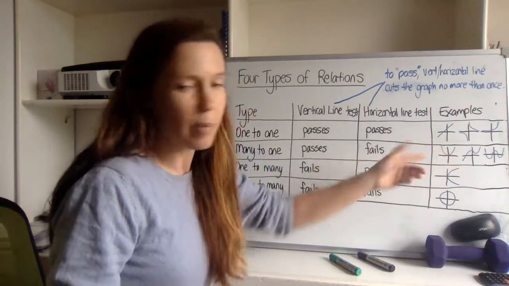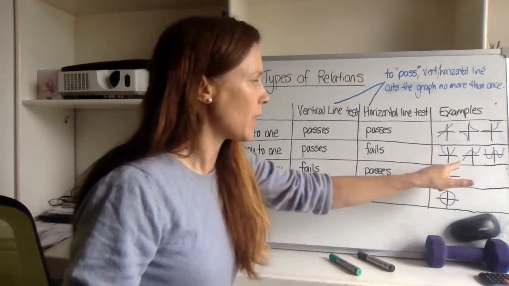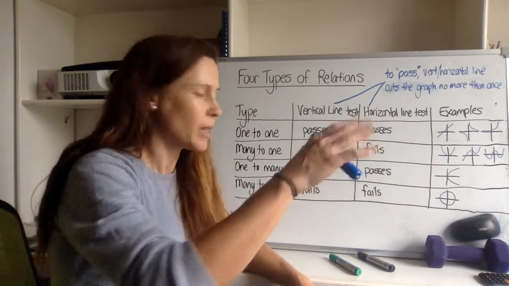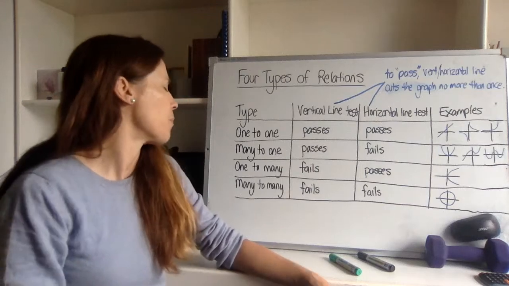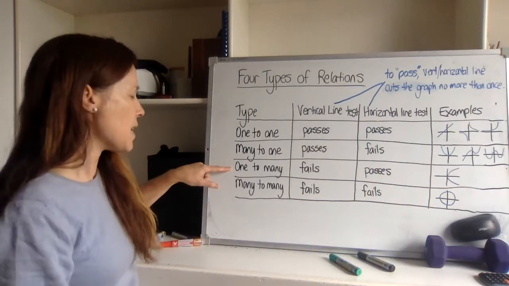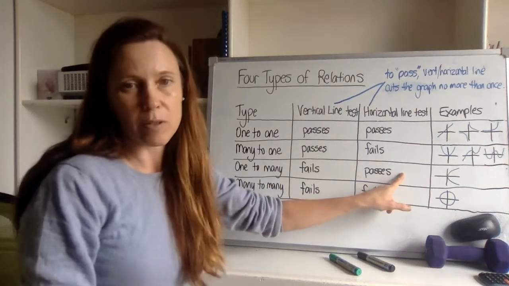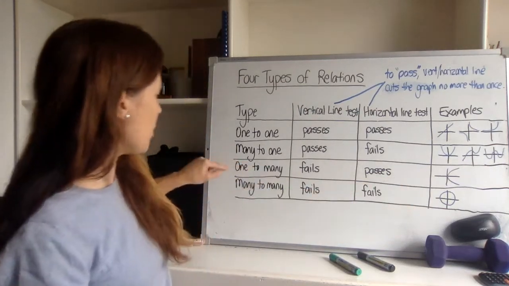So our basic parabolas all fall into this category. Our cubic curves, quartics, any of our polynomials that do those ups and downs multiple times. A graph that is one-to-many fails the vertical line test, but it passes a horizontal line test. So it's virtually the opposite of this.